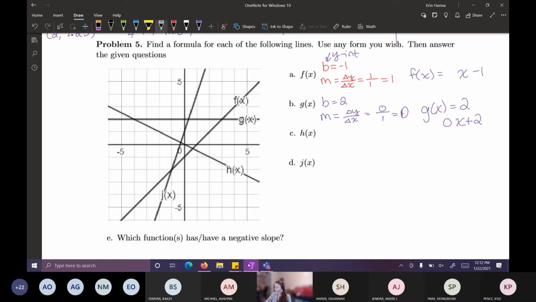Good, lovely, amazing, awesome. So h of x was our only one that was going downwards. So it crosses the y-axis at the origin. So we will have a y-intercept of 0, and then our slope here. We would have to be careful if we're doing it graphically. The next nice point is actually 2 over, so you would go over 2, down 1.